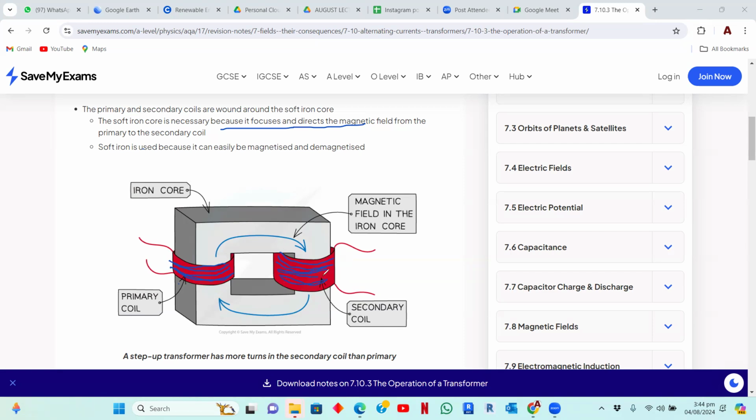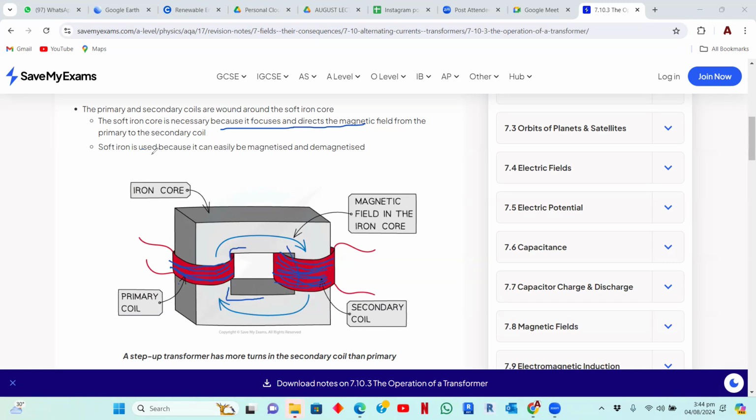Now, because there is a magnetic field between the primary core and the secondary core. Why is there a magnetic field? Because there's alternating current, and this core concentrates the magnetic field just to this particular position, all right, just to this particular place.